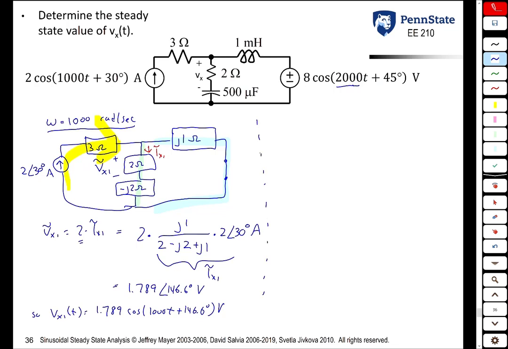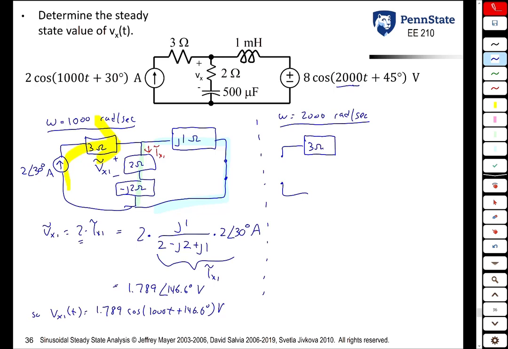Now, with superposition, we'll consider the second frequency. In this case, the current source is no longer present because the current source does not have any component at 2000 radians per second. And of course, a 0 amp current source is an open circuit.